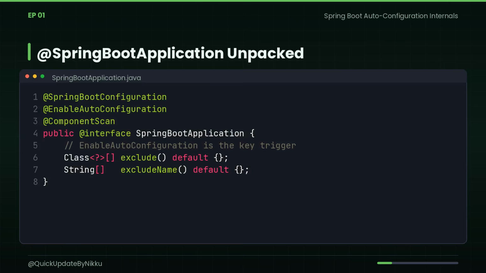@SpringBootApplication is a composed annotation. It bundles 3 separate annotations into one. @ComponentScan handles your application classes. @SpringBootConfiguration marks the root configuration. But it is @EnableAutoConfiguration that fires the entire auto-configuration machinery. You can also see the exclude and excludeName attributes here, which give you a clean way to opt out of a specific auto-configuration class without touching any other configuration.